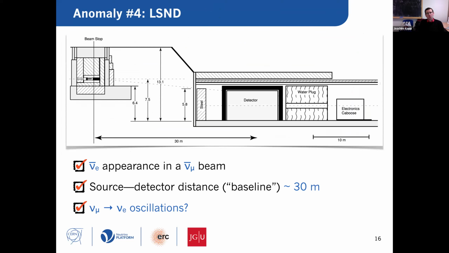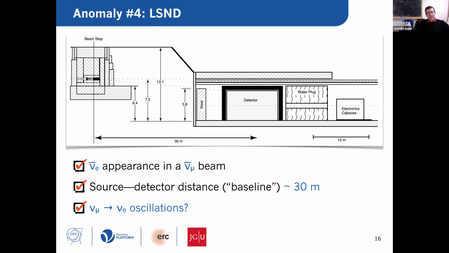Now let's move to accelerator-based neutrino experiments. The oldest one of those that I'm going to talk about is LSND. LSND stands for Liquid Scintillator Neutrino Detector. That was an experiment at Los Alamos National Laboratory that ran in the 1990s.